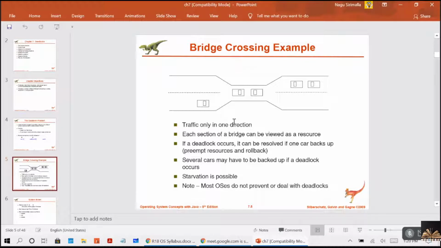See, traffic is in only one direction. Each section of the bridge can be viewed as a resource here. If a deadlock occurs, it can be resolved if one car backs up. That means preempt resources and roll back. Several cars may have to be backed up if a deadlock occurs. Why? Because if this one has to go back, the vehicles behind it also have to go back if they are waiting in the queue. So there is a possibility of starvation also, which means continuously they will be in the blocked state.